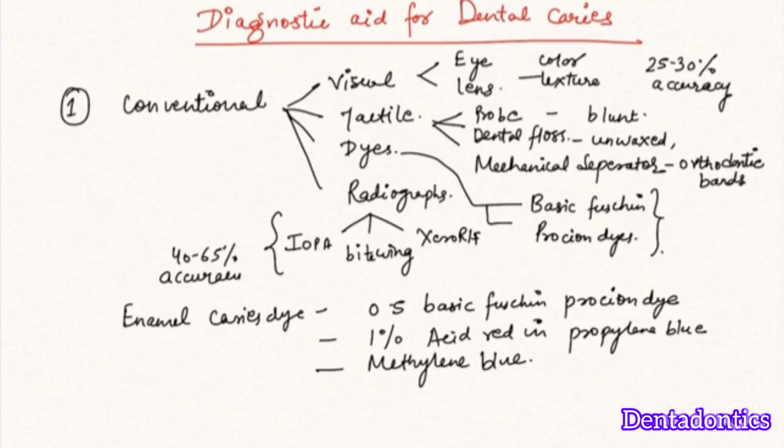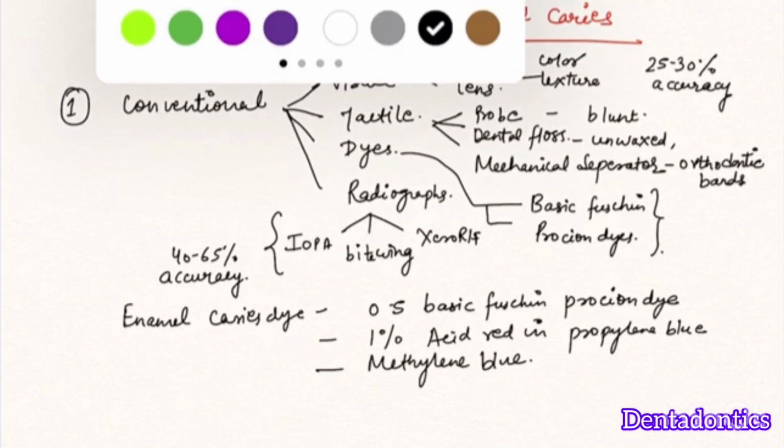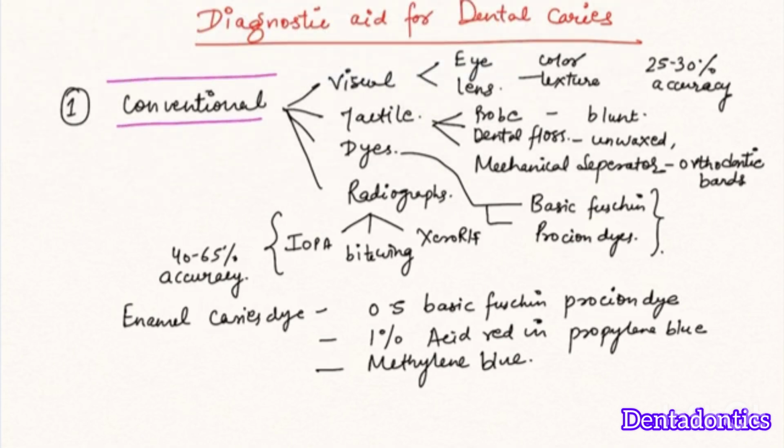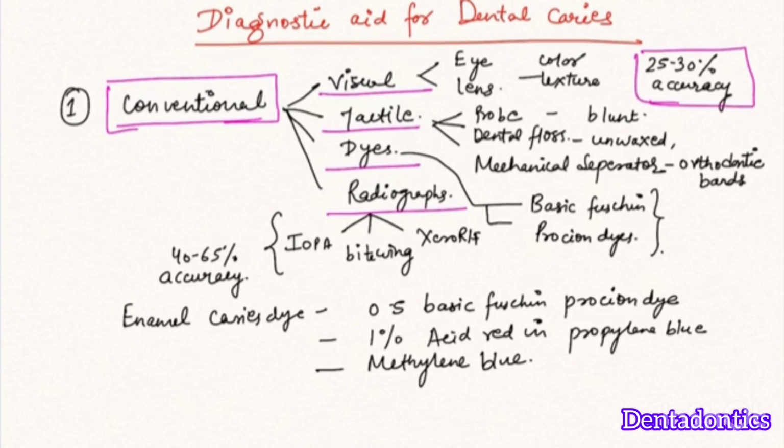The most commonly used conventional diagnostic aids for dental caries detection in a dental clinic are visual examination and tactile examination, with the help of eyes and probe. Then after that, we ask the patient to go for an IOPA or dental X-ray to determine the further extension of the caries. Coming to the recent advancements, we have different types of recent diagnostic aids like illumination.